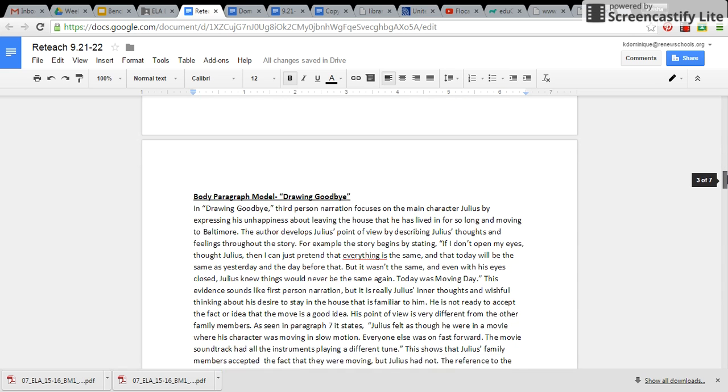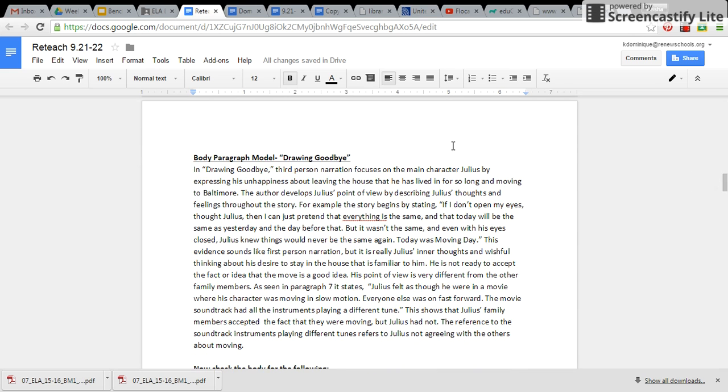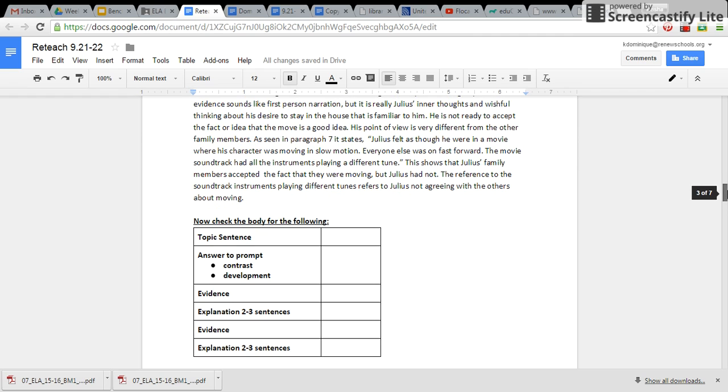Then if you move on to the body paragraph, you see this body paragraph is very, very long. And in the body paragraph, you know you are supposed to have a topic sentence, which basically tells the reader what this paragraph is focusing on. Answer to the prompt: what are the two contrasting points of view? Because that's what our prompt is asking us about. And how are those points of view developed? That is what is specific to this particular prompt. I have evidence, explanation, evidence, and then explanation again.